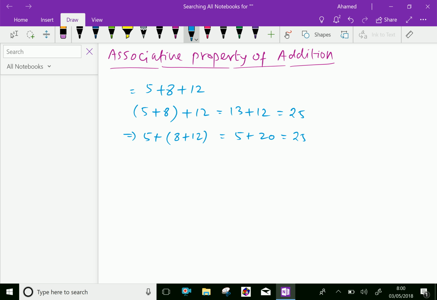So both group changes give the same answer, which means we can write both expressions: 5 plus 8 plus 12 is equal to 5 out of the bracket plus 8 plus 12. So it is true. This is called the associative property of addition of whole numbers.